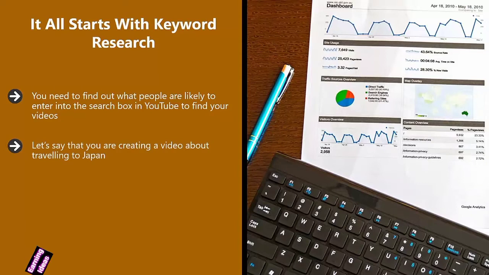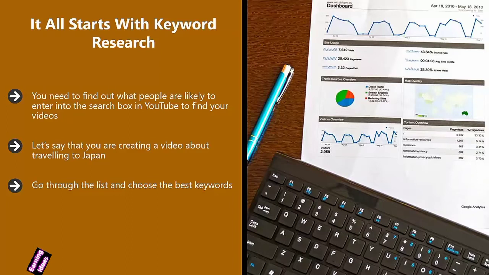Let's say that you are creating a video about traveling to Japan. When you are in the Google Keyword Planner, enter the seed keyword Japan travel and then see what other keyword suggestions Google has to offer. You can download these suggestions in a CSV file, which you can open with most spreadsheet applications such as Microsoft Excel. Go through the list and choose the best keywords. Look at the estimated search volumes. You want to come up with a list of around 10 keywords for each video.